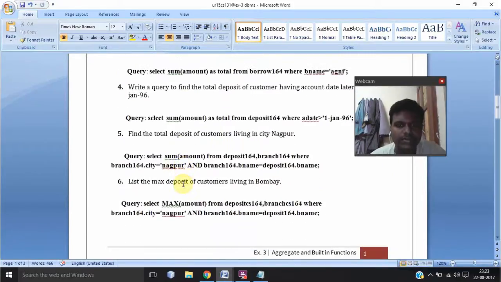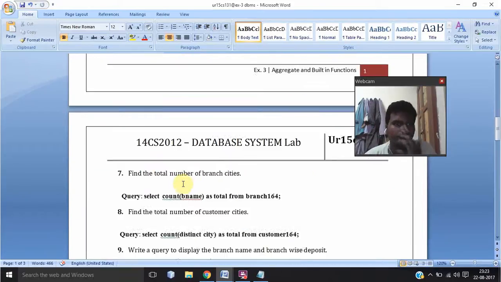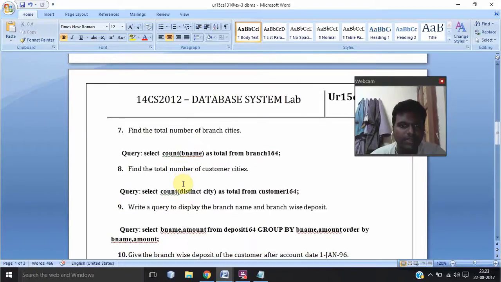List the maximum deposit of the customer living in Bombay. Select the maximum from the deposits, branches where branch city is equal to Nagpur and branch B name equal to deposit 1964. Find the total number of branches. Select the count as the total number of branches from the branch 164.